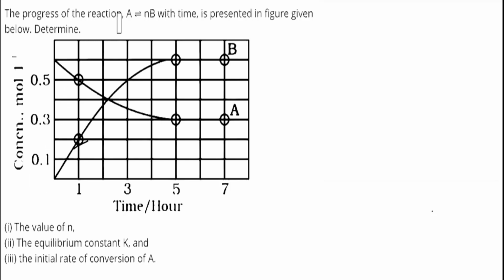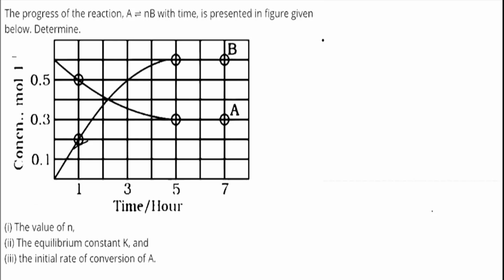The question says that the progress of the reaction A giving n moles of B with time is presented in the given figure. This is a concentration versus time graph, and the question is to determine first the value of n, second the equilibrium constant K, and third the initial rate of conversion of A. So firstly, let's start by finding out the value of n.